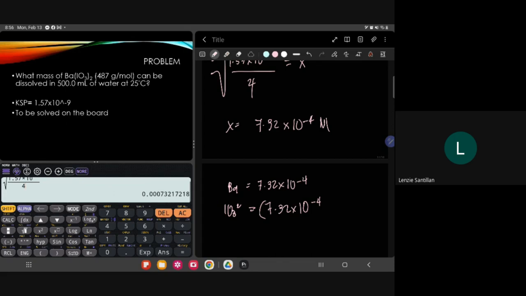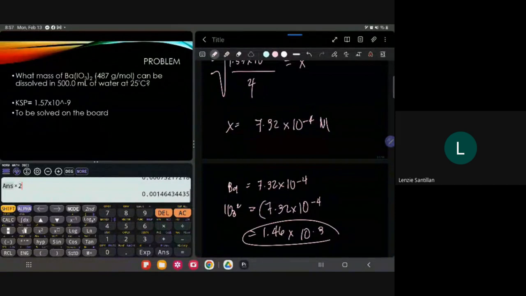Okay, so the value of your iodate is 2 times the value of your barium. So if you're going to multiply this by 2, the answer would be 0. Gawin nating scientific notation, ano? 1.46 times 10 raised to negative 3. Ito yung value ng ating iodate. And this one is the value of your barium. So this is your molarity.